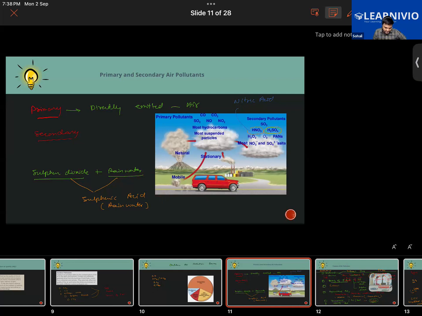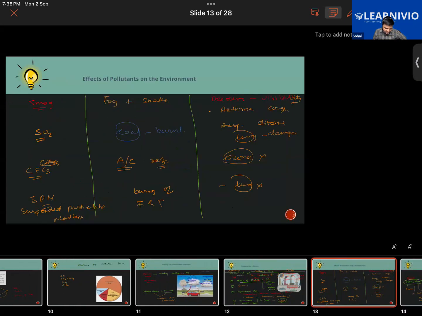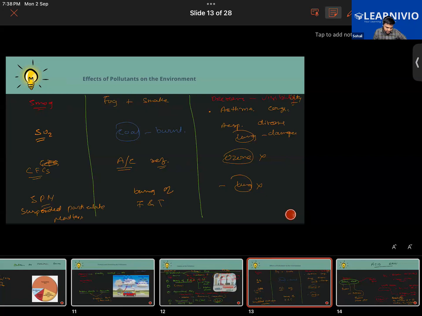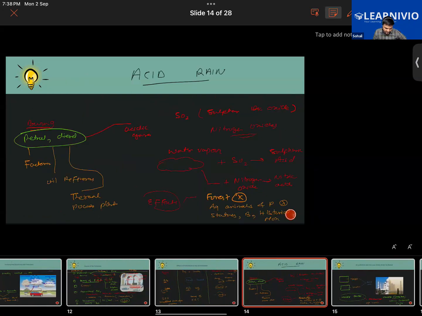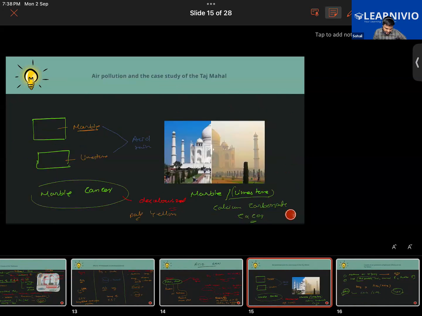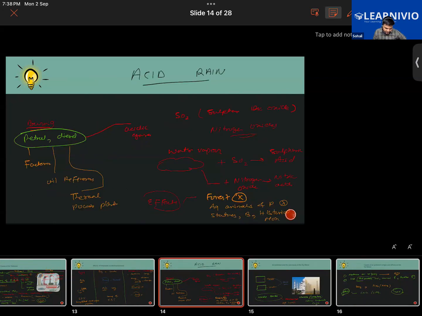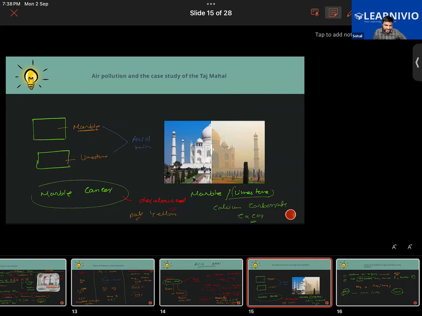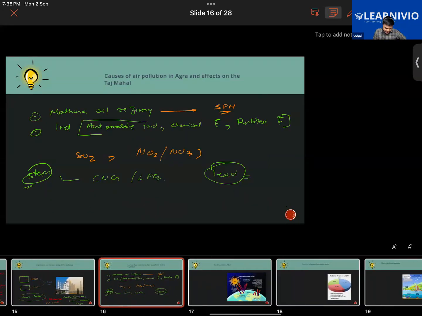So then it becomes a secondary pollutant. So we did learn about these things. We learned about the effects of different pollutants on the environment, how they are impacting the environment. We learned the case of acid rain. In this, we learned how acid rain has been responsible for turning the white marble of the Taj Mahal into a pale yellow color. So these are the things we had learned.